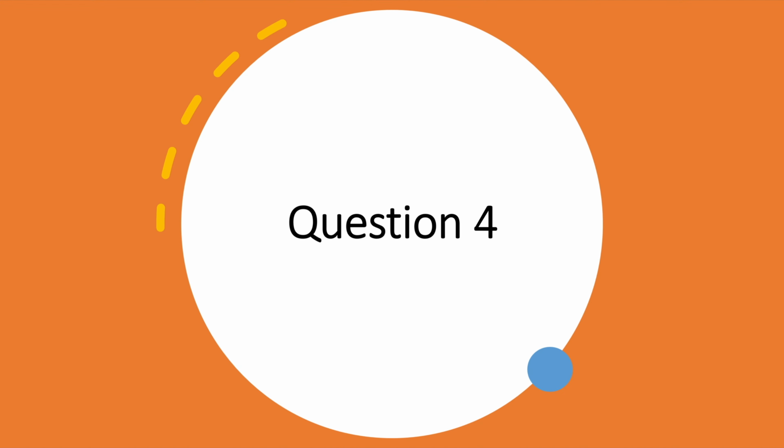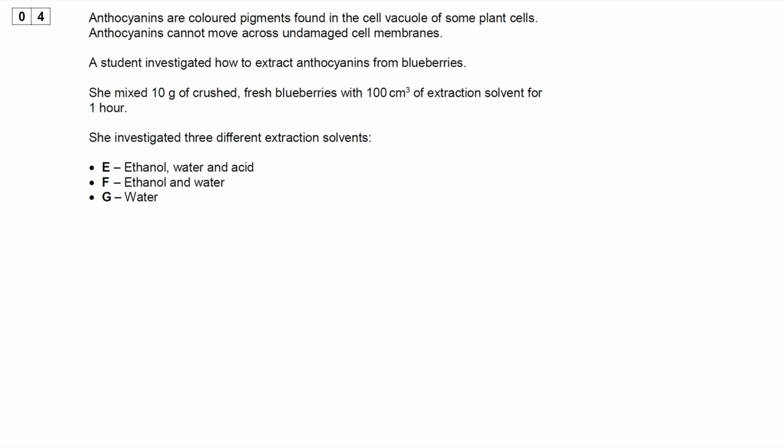Okay, so next we have question number 4. So we have a bit of background for this question. And it says anthocyanins are colored pigments found in the cell vacuole of some plant cells. Anthocyanins cannot move across undamaged cell membrane. So that means if the cell is intact, they will remain inside the cell. They will be released only when the cell is damaged or the cell membrane is damaged. Otherwise, they will stay inside the cell.